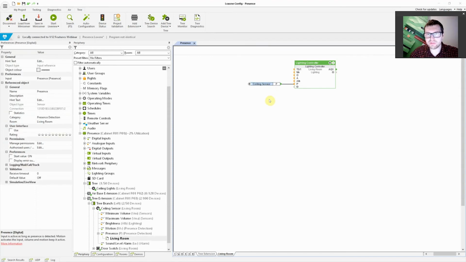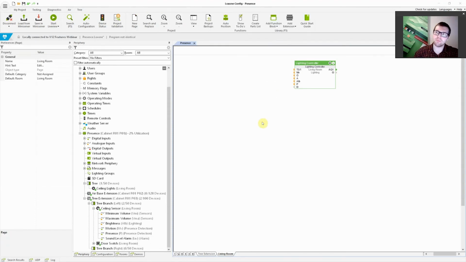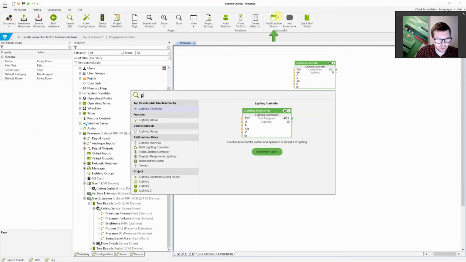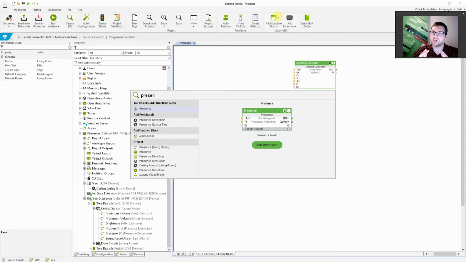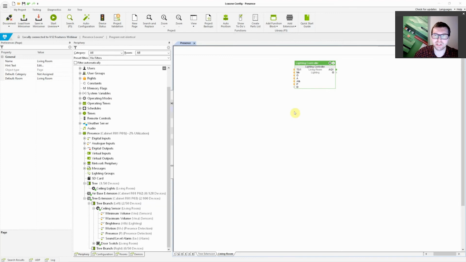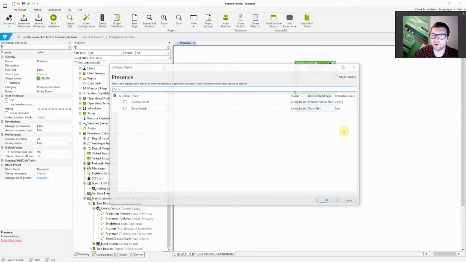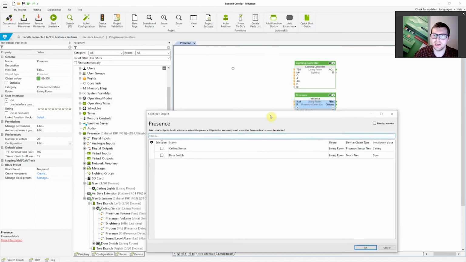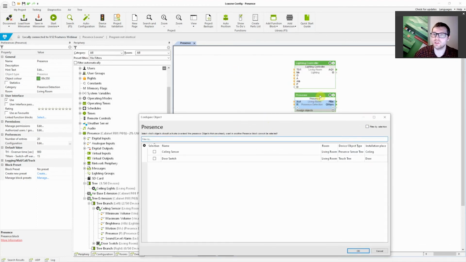So instead, what we've decided to do, and because there are more blocks than just the lighting controller that rely on motion or presence, we've decided to move them into their own block, called the presence block. The presence block takes all inputs in the room that can be linked to motion or presence and uses it to determine whether somebody is in the space or not.